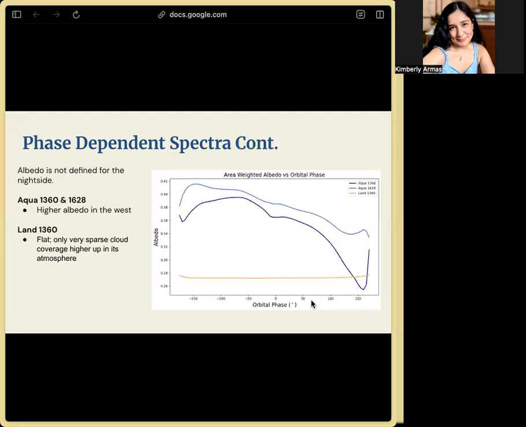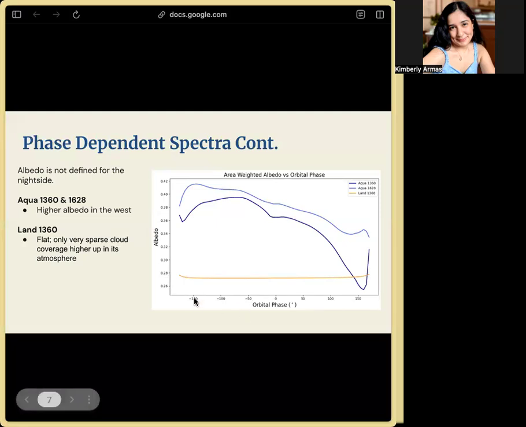Continuing, when we look at the albedo versus phase, where albedo is only calculated from the day side of the planet, we can see that there is a tilting in the curves for the aquaplanets with slightly higher albedos observed at western quadrature, presumably because there are some clouds being transported to the west of the substellar point. And for the land planet, we expect its albedo to be pretty flat as there's very sparse cloud coverage to interfere.